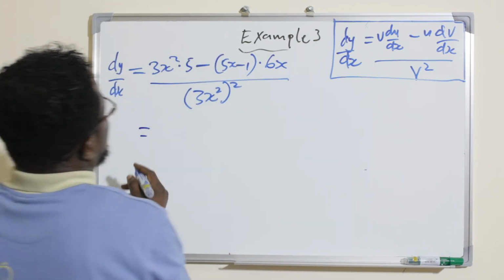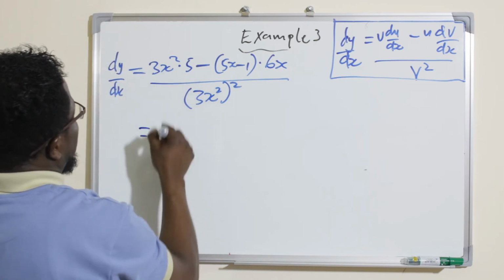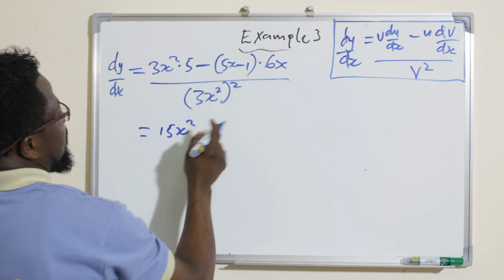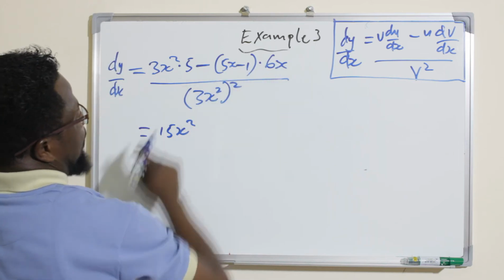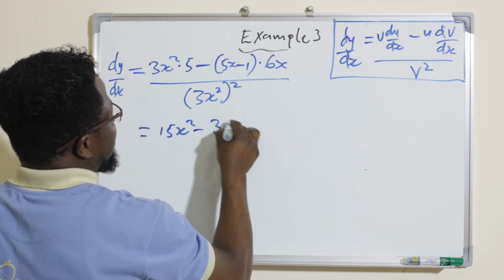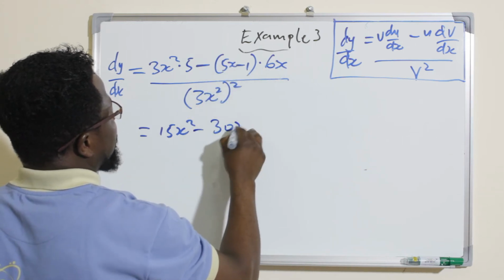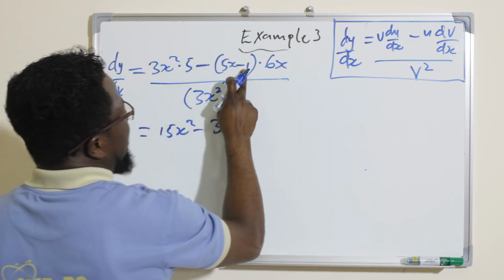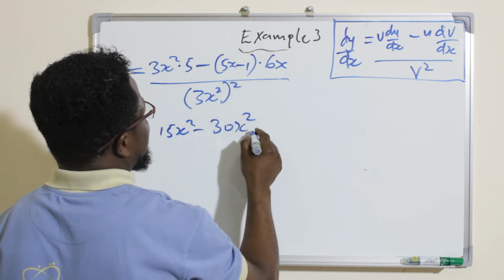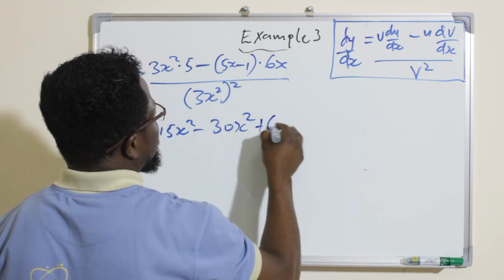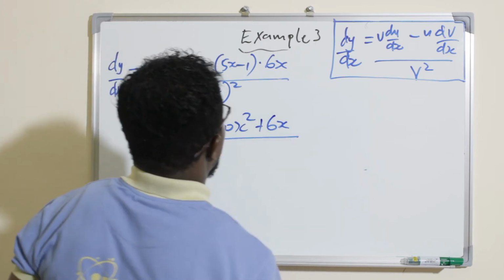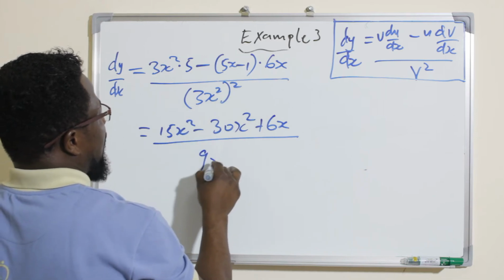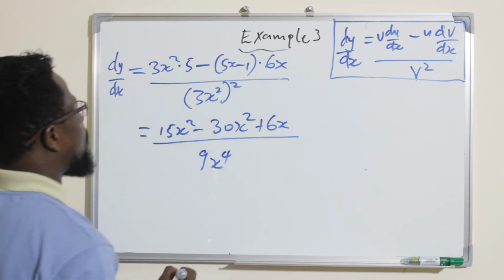If I go ahead from here, I multiply this by that, I'm having 15x squared. And now I need to expand this. So 6 times 5 there, I have my 30, and then we multiply the negatives, this x, so we have x squared. Negative times negative there will give us positive, and then multiply that by this. We are having a positive 6x. All over, if we are going to square this, this becomes 9x to the power of 4.